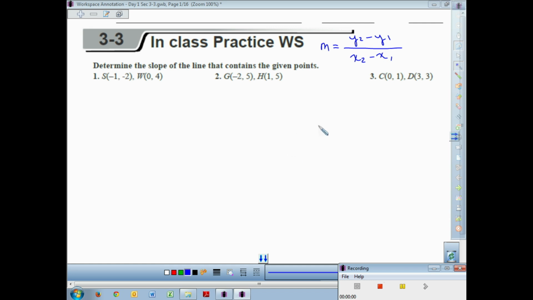This is section 3.3 in advanced geometry, dealing with finding the slope again. You did a little worksheet on slope after the test. We'll step it up just a little notch today. First, again, finding the slope between these 2 points.